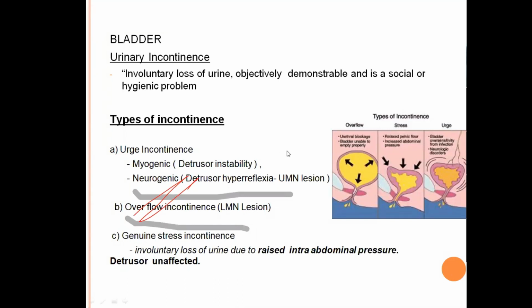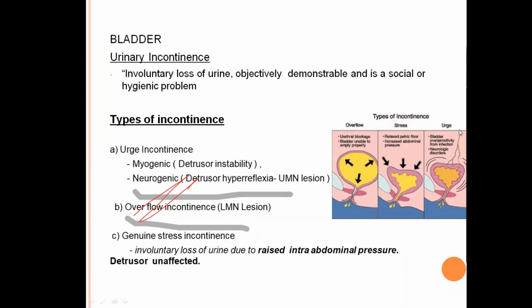Now, suppose a patient comes to us for urinary incontinence. What is urinary incontinence? It is involuntary loss of urine, objectively demonstrable, and is a social or hygienic problem. Now here, the patients may come to us saying, doctor, I am wetting my underpants frequently. I am not able to control it. Now, is it a UMN bladder, or is it an LMN bladder with overflow, or is it what is called as a urge incontinence? It's very important to differentiate.